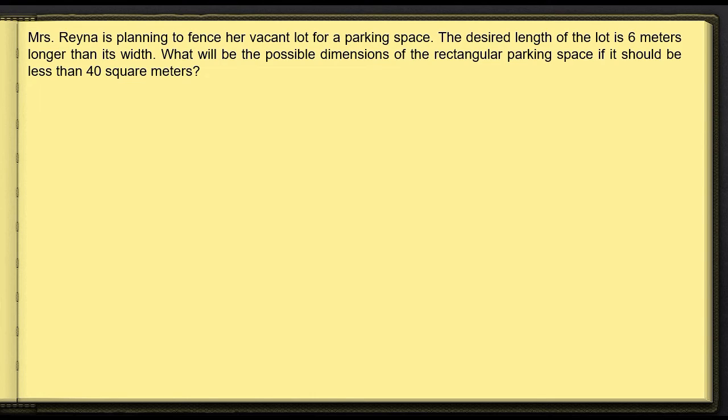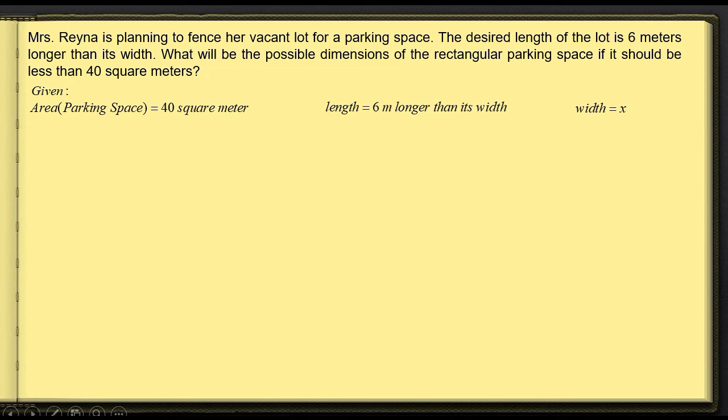In solving this kind of problem, it is important for us to identify first all the given. In our problem, we will have the area of the parking space, which is equal to 40 square meters, and the length is 6 meters longer than its width. We will represent the width as letter x. For easier substitution, we will have the area as 40, and since the length is 6 meters longer than its width, and the width is equal to x, by adding 6 to x, this will be the value of our length.